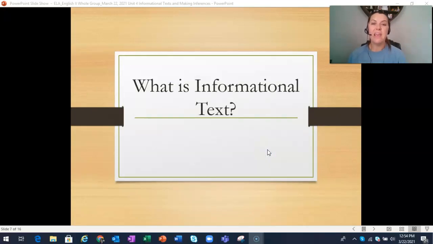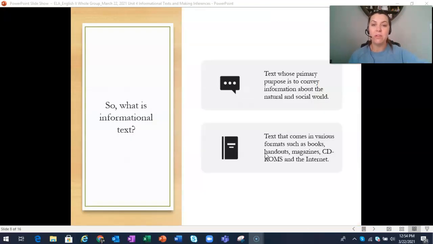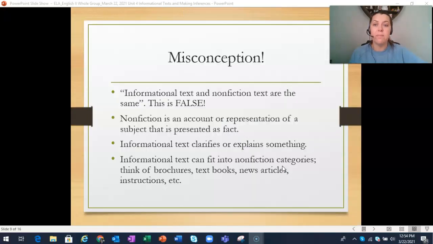So what is informational text? That's what this whole front half of Unit 4 is about, informational text. An informational text is a text whose primary purpose is to convey information about the natural and social world. These texts come in varieties of formats like books, handouts, magazines, CDs, the internet, what have you. All of these things can be informational text.